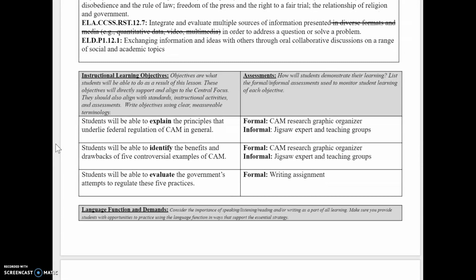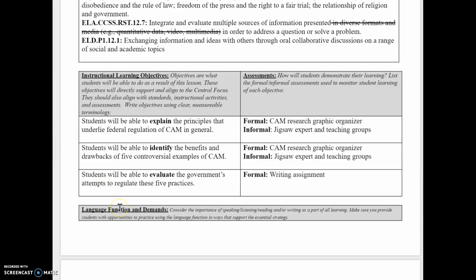For my instructional learning objectives, I have 3 of them here. Students will be able to explain the principles that underlie federal regulations of CAM in general. This will be assessed through a formal assessment of the research graphic organizer, as well as an informal assessment through the Jigsaw expert and teaching groups.